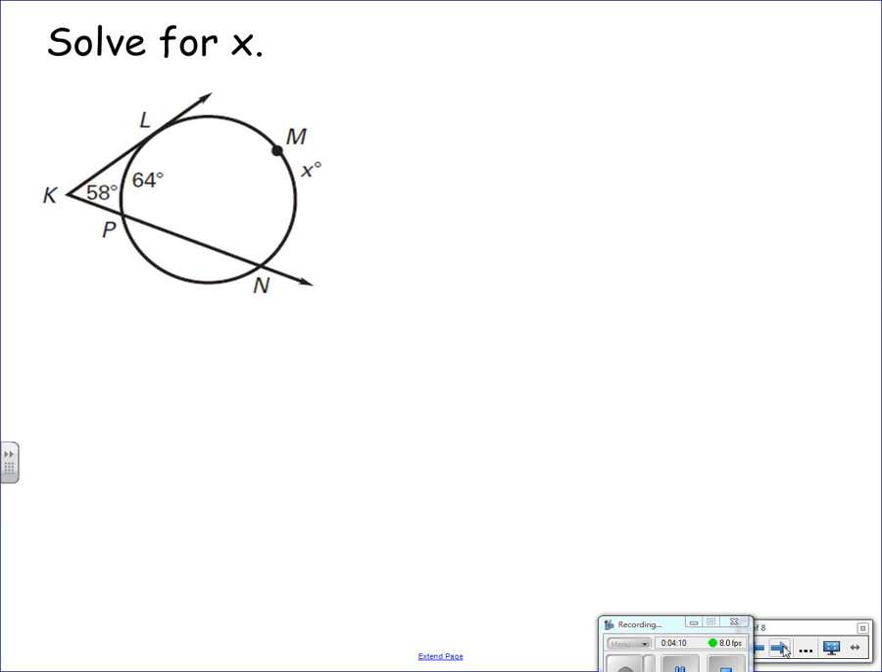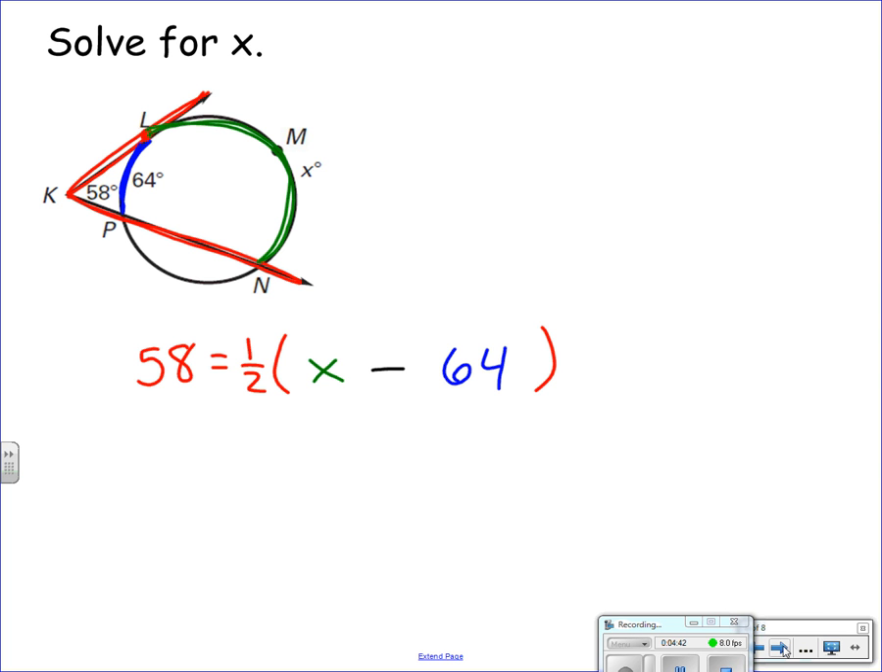Now here, I have a tangent and a secant. So 58, that angle, is equal to 1/2 the subtraction now. The subtraction of x, the bigger one, minus the smaller one, which is 64.